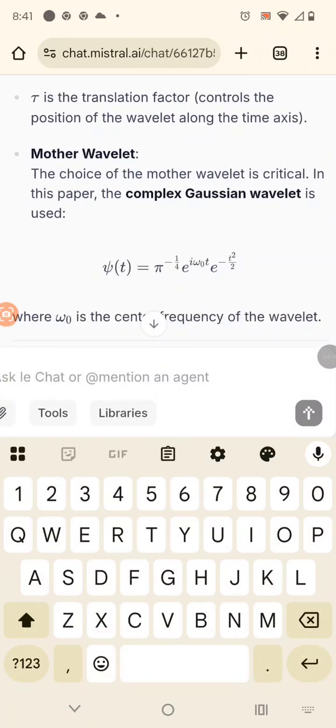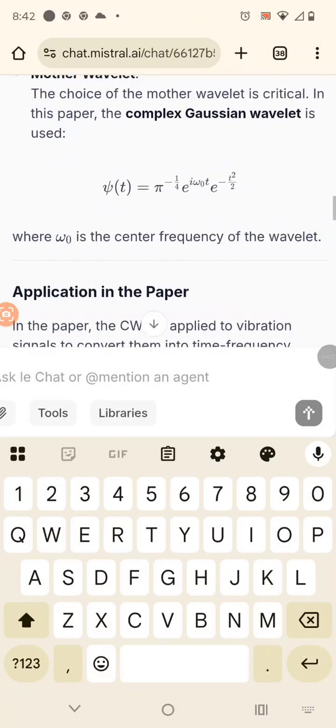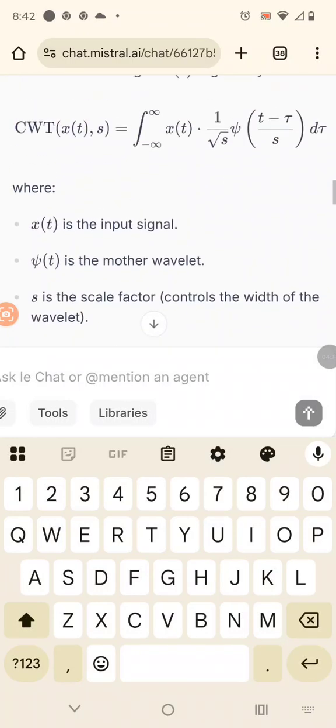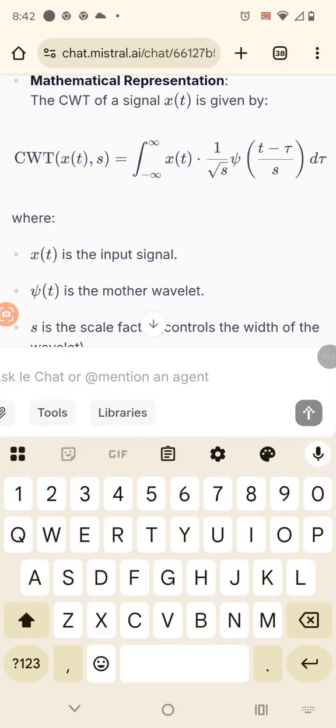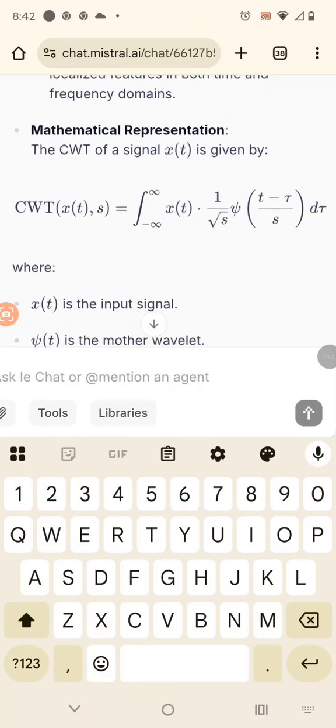And the mother wavelet here is the complex Gaussian wavelet. Psi(t) is pi to the power minus 1/4 times e to the power i omega 0 t, where omega 0 is the central frequency or the base frequency, times e to the power minus t squared by 2. So this is what forms the equation for CWT.